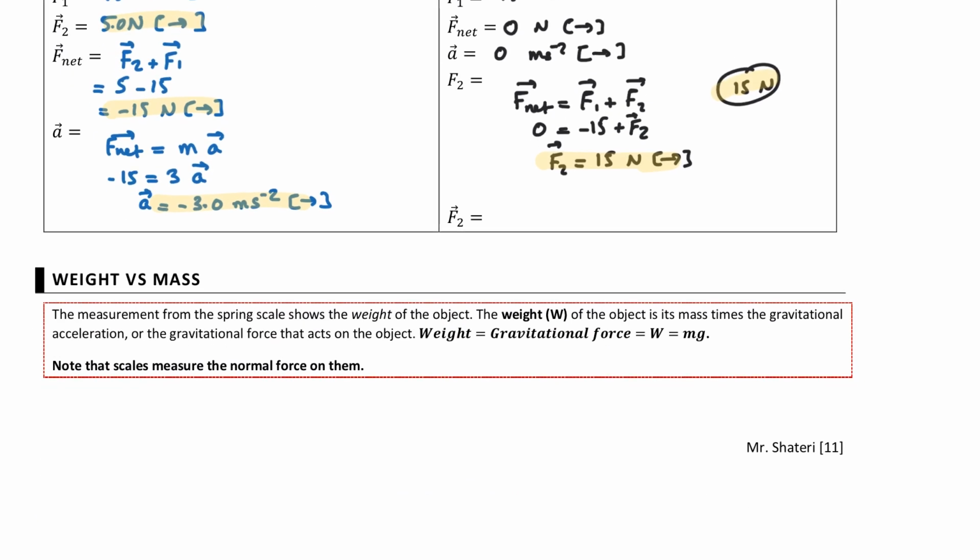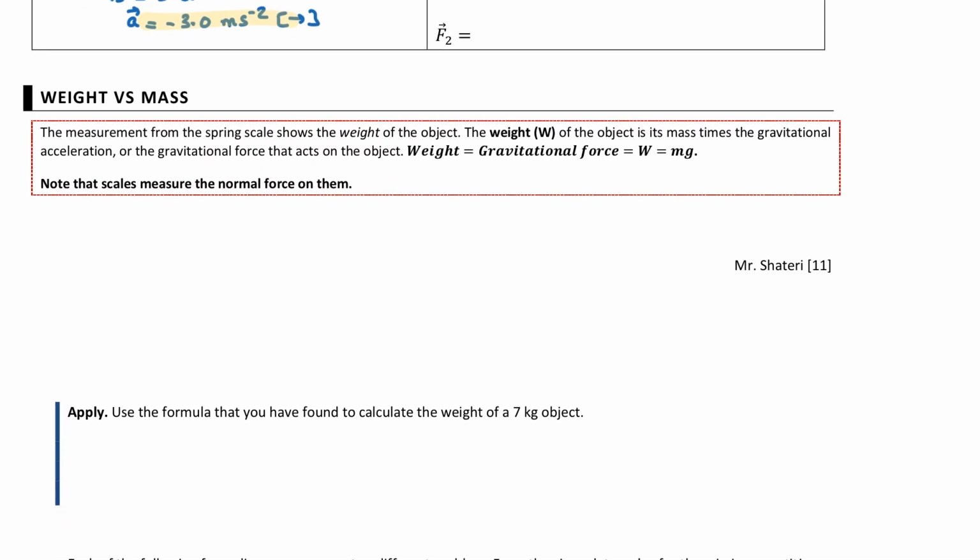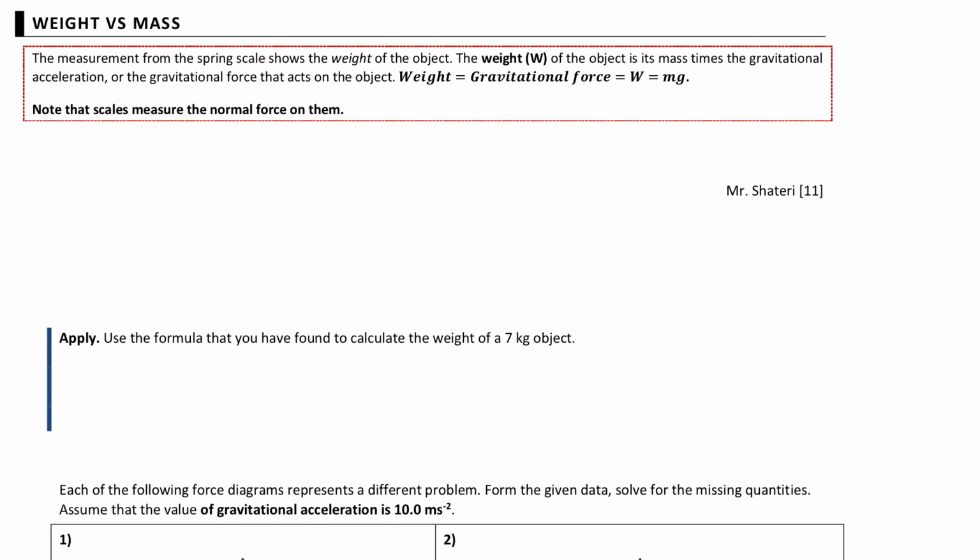Okay, the other idea that I need to cover for this part of this lesson is weight versus mass. The measurement from a spring scale shows the weight of an object. The weight, usually shown by W or Fg, of an object is its mass times the gravitational acceleration, or the gravitational force that acts on an object. Note that weight is equal to the gravitational force. You can use W for it, you can use mg, you can also use Fg.